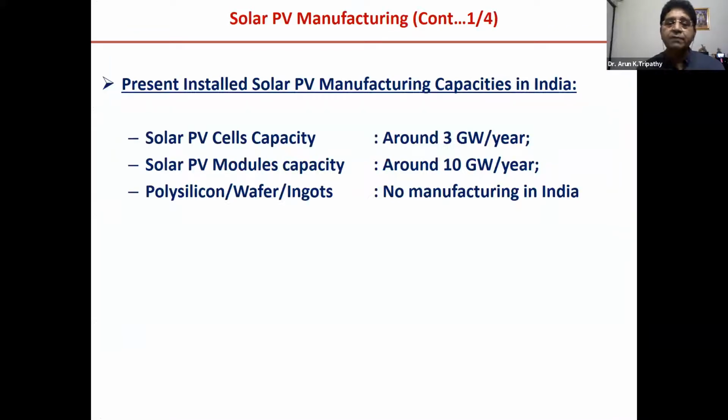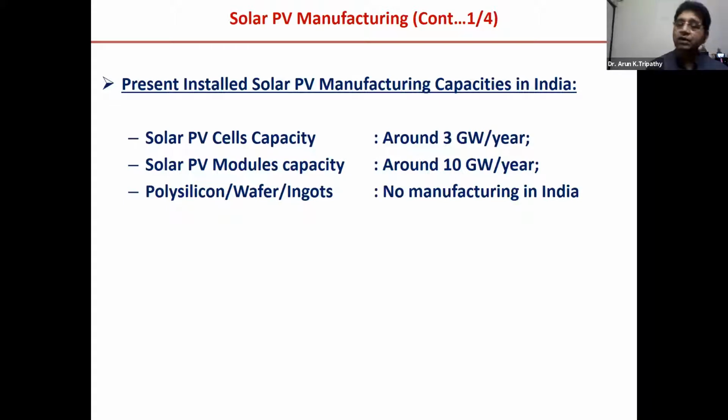A little glimpse about the manufacturing system. In fact, manufacturing of solar cells has been a challenge before the world, and India is also not left behind. Solar PV cell manufacturing capacity is around 300 gigawatt per year in the country. Solar module capacity is 10 gigawatt per year. However, the main raw materials like wafers, ingots and polysilicon are imported.